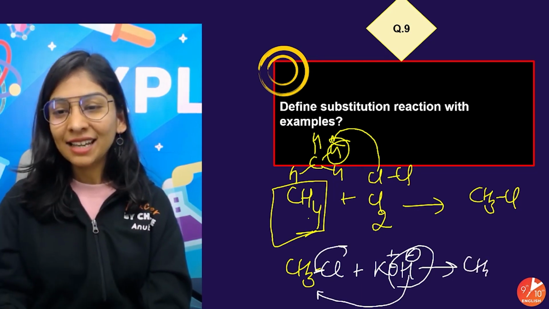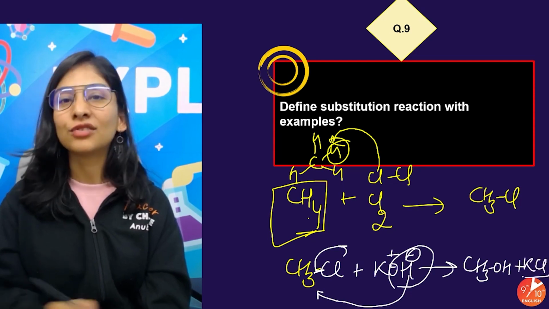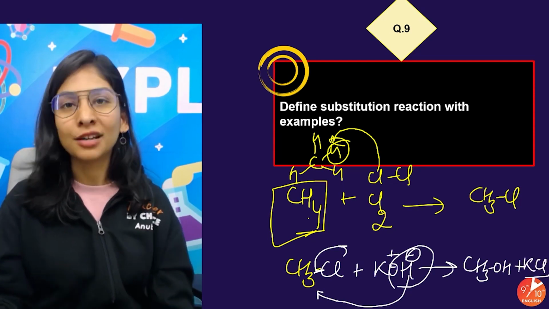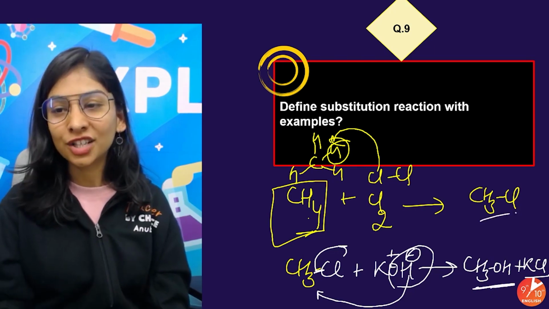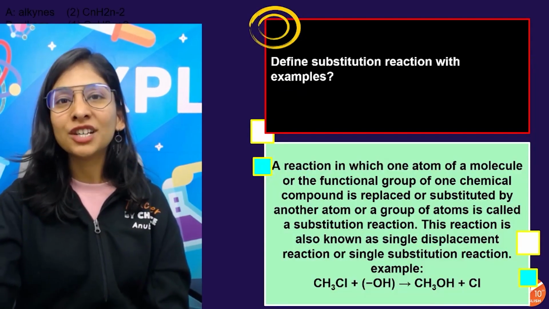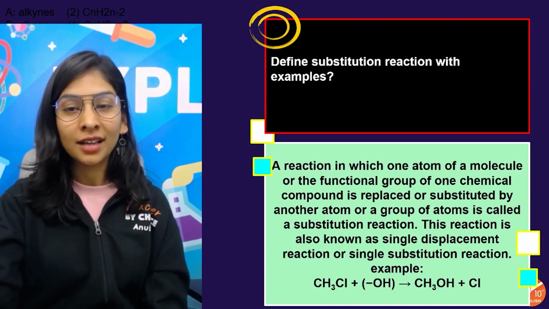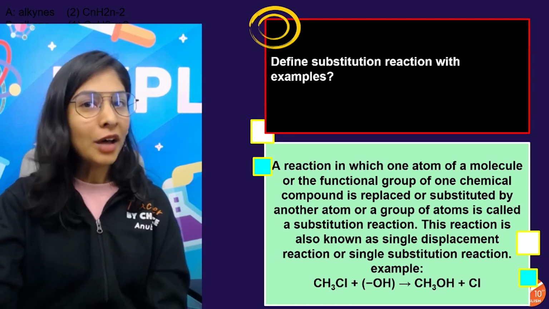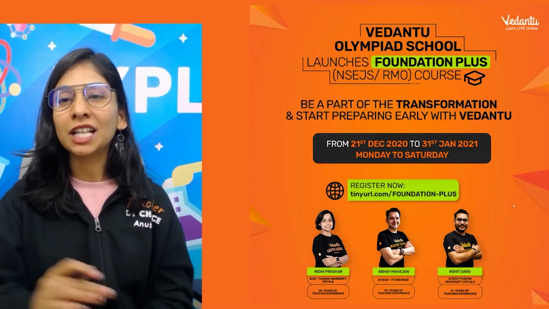So CH3OH is something that we got, and K is something that attaches to that Cl, but that's not something we are concerned with. This is something I really wanted to tell you. So now you know substitution reaction with an example, right? That is not bothering you now. That's pretty cool.